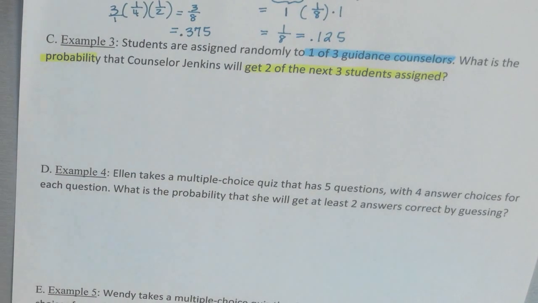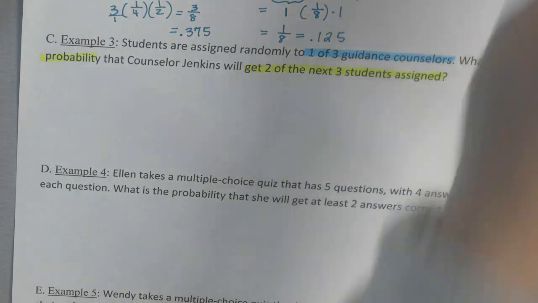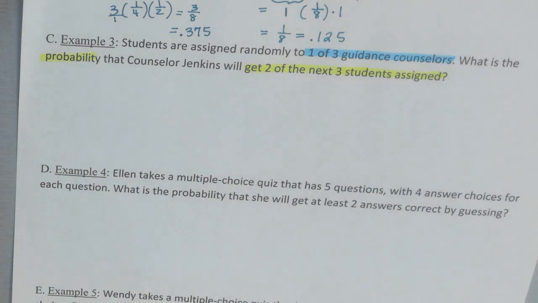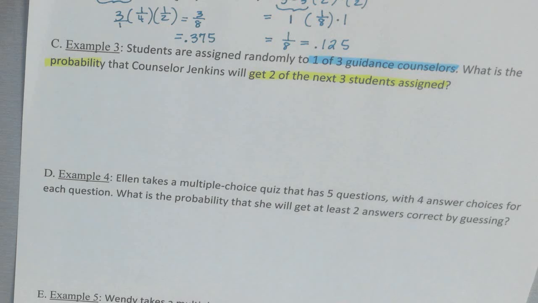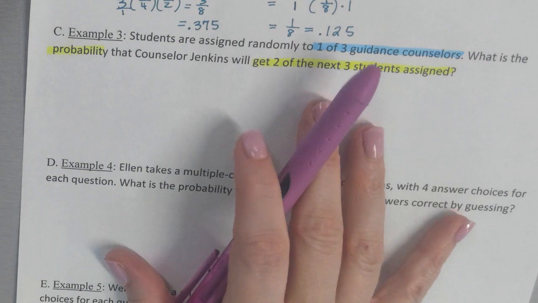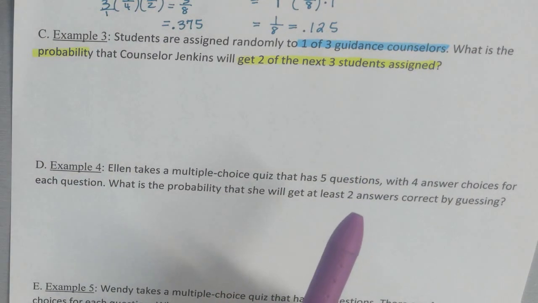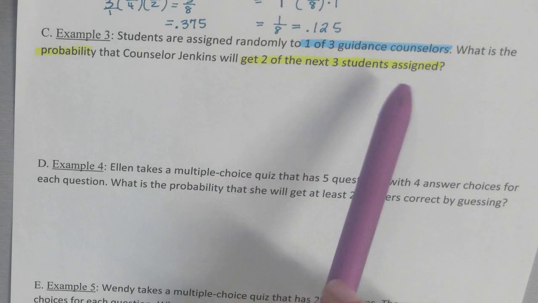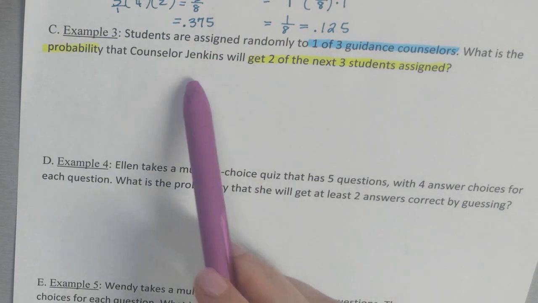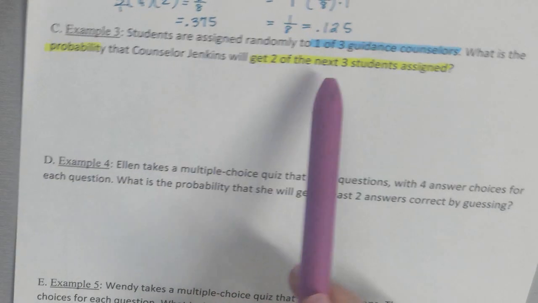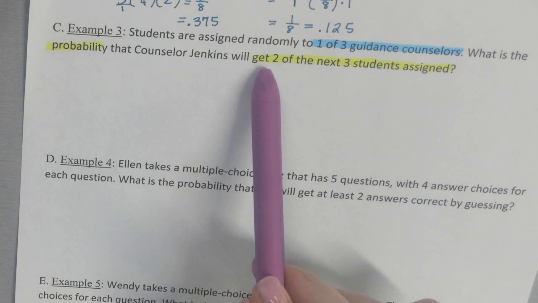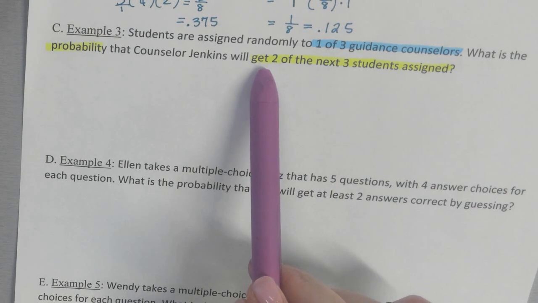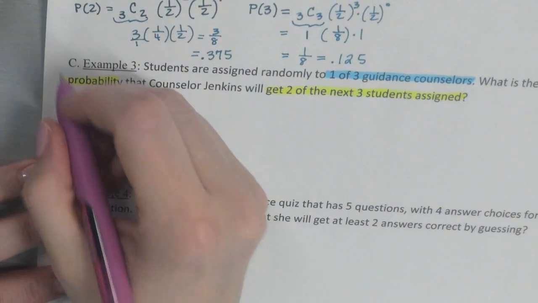Okay, so again, let's just start by identifying what our R value is, what our N value is. And let's make sure that we're paying attention to the language. This one doesn't say exactly or at least, so do you guys know which one it is? There is one of them that's implied. So what's the probability that this counselor will get 2 of the next 3? Does that mean at least 2 or exactly 2? Exactly 2, okay? So that means our R value is 2.